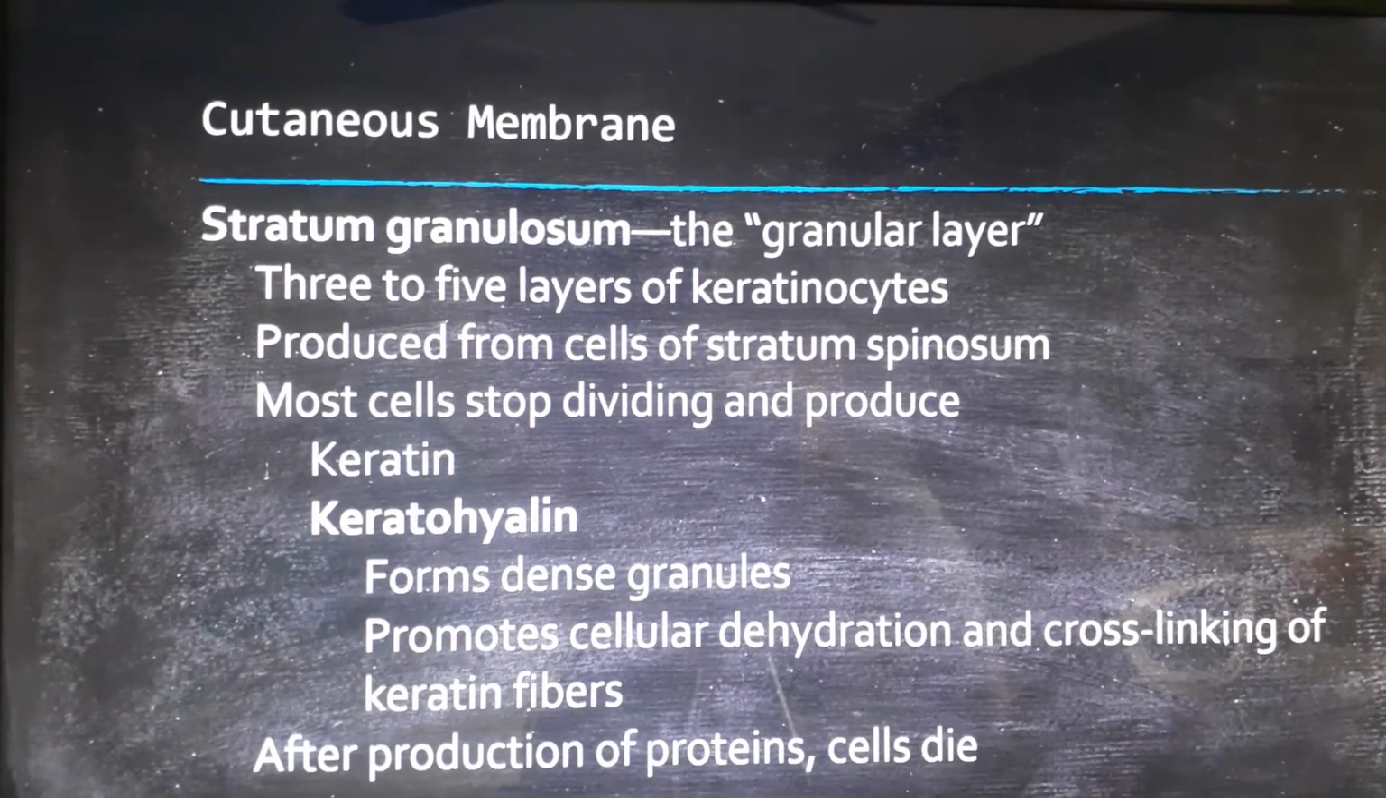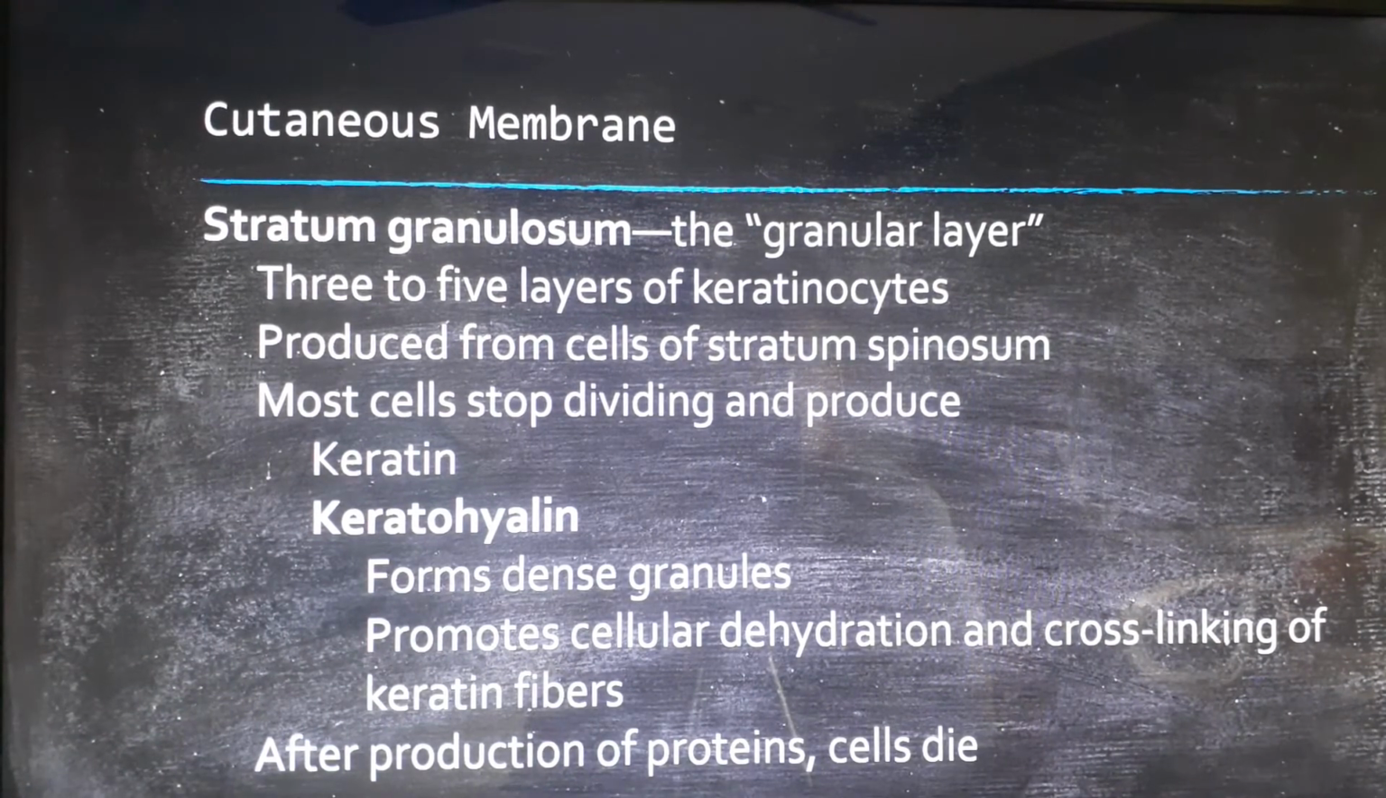Now, by the time we get to the third region of cells in the epidermis, we have so much keratin that it begins to clump up inside the cell into granules that are visible. And so the name of this third area of the epidermis, this is called the stratum granulosum. And it's only 3 to 5 rows.